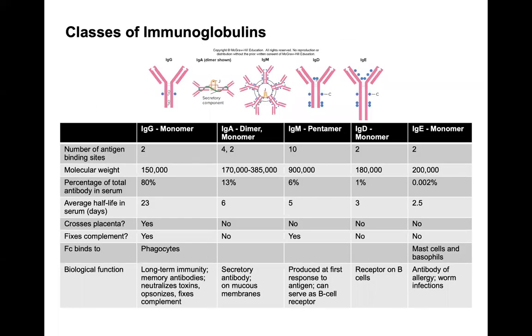Here we have 5 different classes of antibodies. I don't expect you guys to know the difference between all 5, but they are listed here. Don't worry about a lot of the stuff in the middle here, but just know IgG is for long-term immunity. IgA is typically secreted on mucous membranes. So just know generally what each one of these types is responsible for.